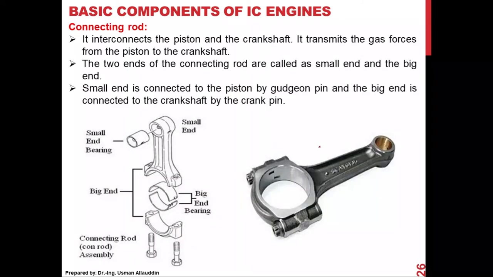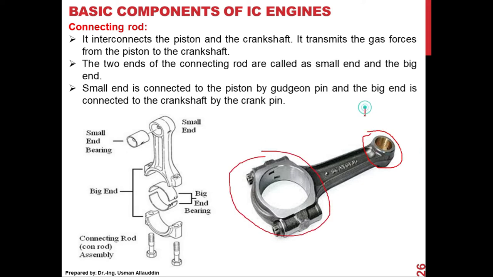Then we have the connecting rod. It interconnects the piston and the crankshaft, and it transmits the gas forces from the piston to the crankshaft. So this is the shape of a connecting rod. A connecting rod has one small end and one big end. This end is connected to the piston, and this end is connected to the crankshaft.